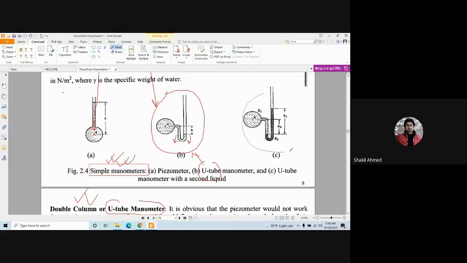And what is happening here? Here you are using a mixture of liquids. This one is, let's say, water, and this black one, let's say, is mercury.